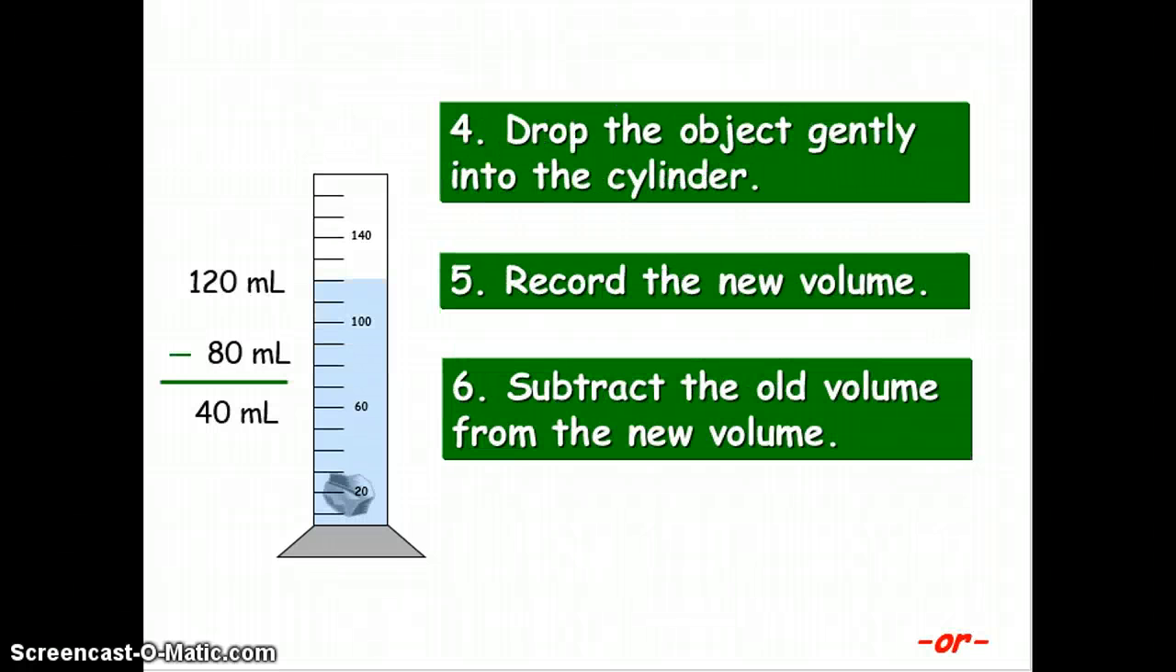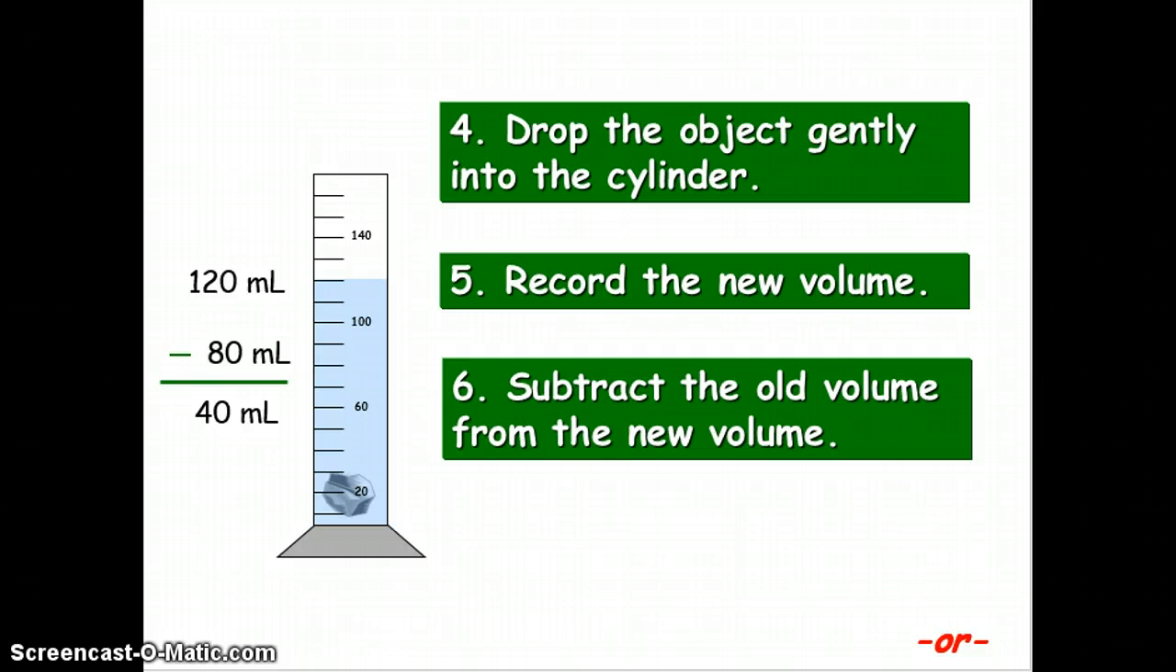Next, drop the object gently into the cylinder and record the new volume. Here the new volume is 120 milliliters. Then subtract the old volume from the new volume. 120 milliliters minus 80 milliliters equals 40 milliliters. The volume of the rock is 40 milliliters.